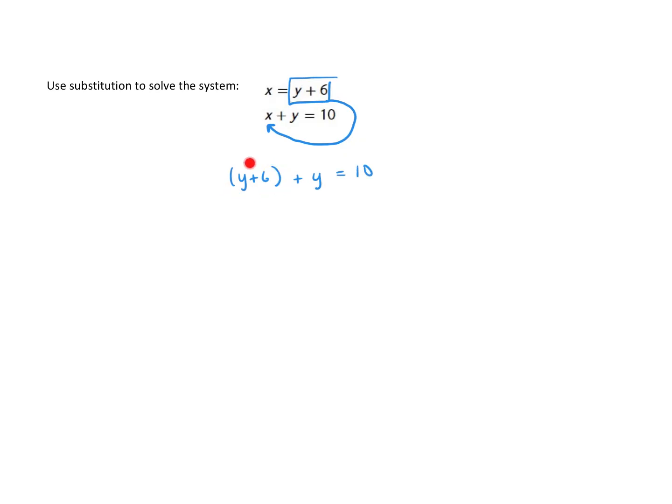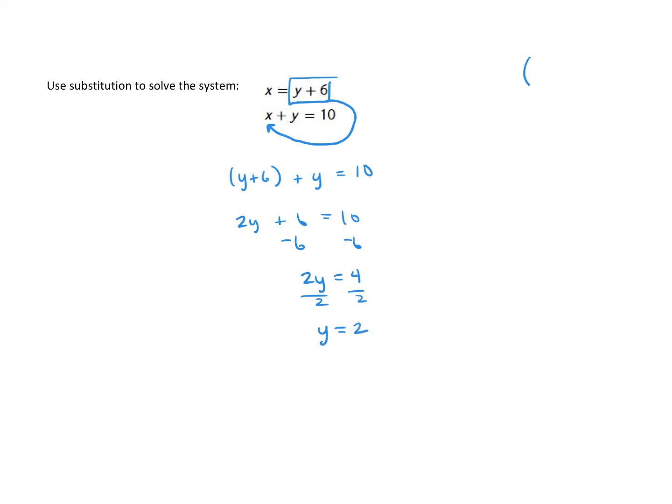The parentheses, there's nothing to distribute in, so I guess we don't need the parentheses anymore. We can just combine like terms. We have a y plus a y, so 2y plus 6 equals 10, and now we can just solve for y. Subtract 6 from both sides, so 2y is equal to 4. Then divide both sides by 2, so we get y equals 2.